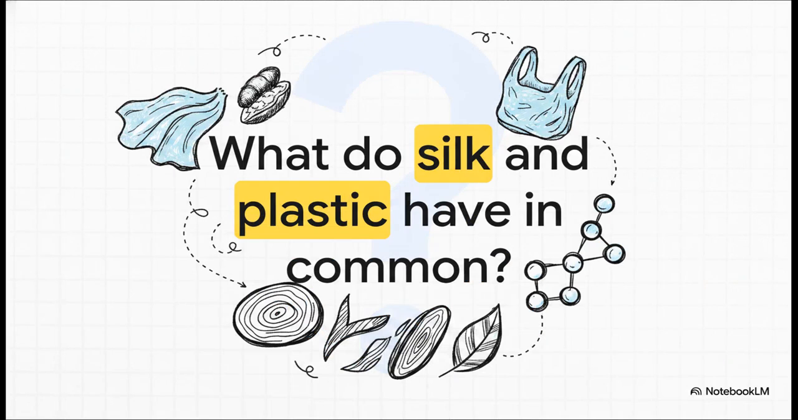So let's kick things off with a slightly provocative question. What do silk, wood, and that flimsy plastic produce bag actually have in common? The answer: they're all built from polymers. Now, for centuries, humans relied entirely on naturally occurring ones, but it's really the synthetic versions of these structures that absolutely reshaped our modern world.